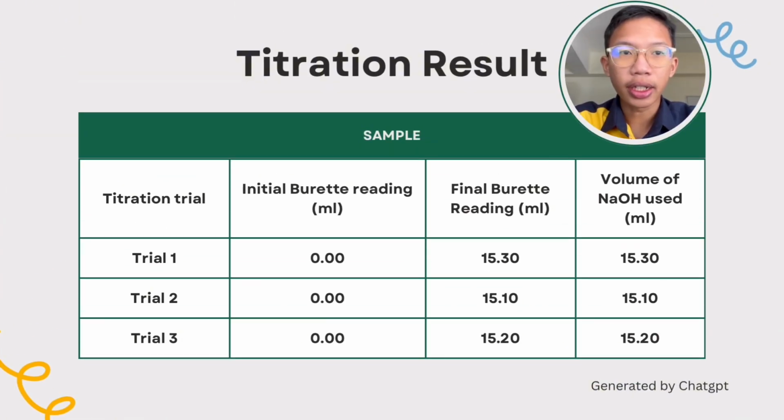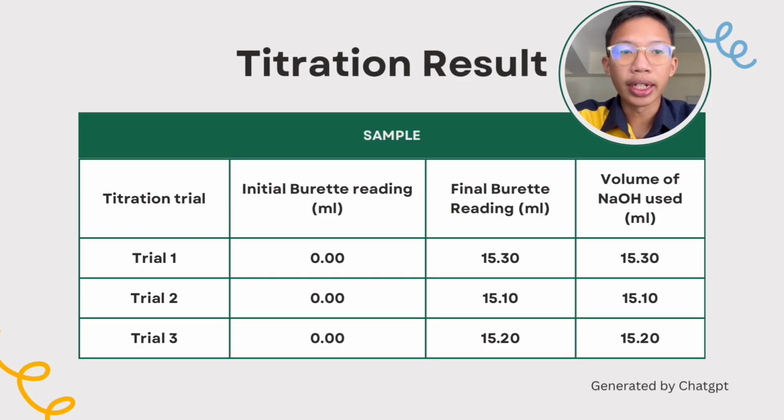Next, for this slide, I will show the result of our titration experiment. In this titration, we use sodium hydroxide (NaOH) as the titrant. The table shows 3 trials to ensure the accuracy and consistency of our results. For trial 1, the initial burette reading was 0.00 ml and the final burette reading was 15.30 ml. This means the volume of NaOH used was 15.30 ml.